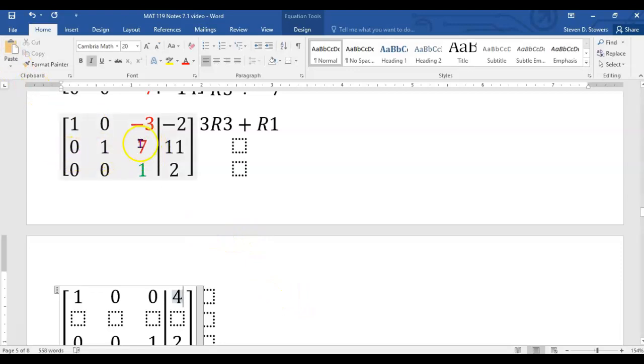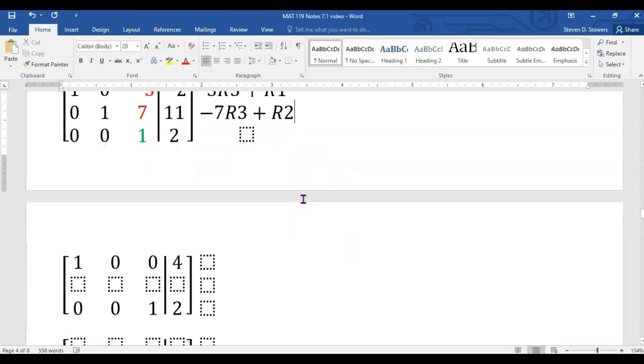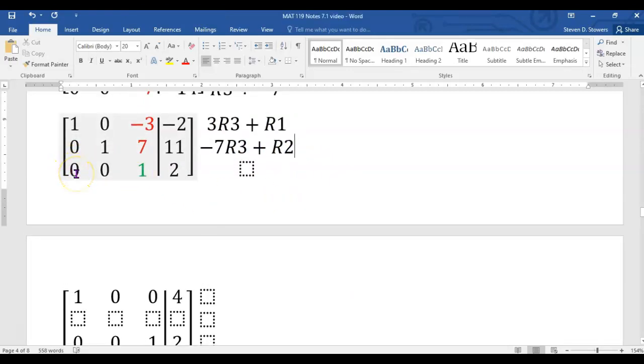Okay, what about this middle row? There's a 7 that we want to turn into a 0. How do we kill a 7? With a -7. Where are we going to get a -7 from? Take -7 times this 1 and then add it to this +7. So that's what's happening to row 2. We're taking -7 times row 3 and adding that to row 2. -7 times whatever's on the bottom is getting added to what's in the middle.